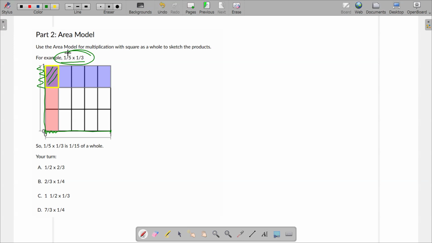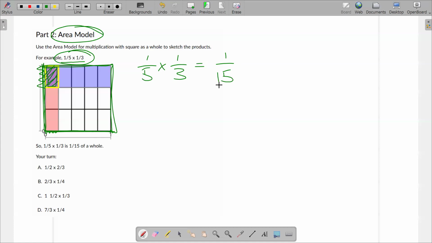What part of a whole is that? Well, this is a whole. That block right there is what part of the whole thing? Well, how many pieces that same size are in the whole thing? This is all one whole. How many pieces of that size do we have in the whole? Yeah, there's 3 by 5. There's 15 of them. So this shows me, according to the area model, that 1/5 times 1/3 is equal to 1/15. Done.